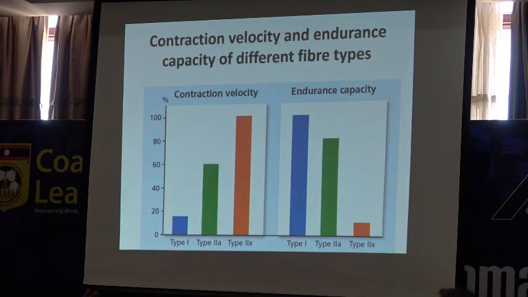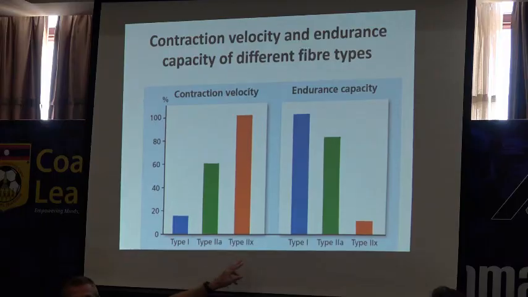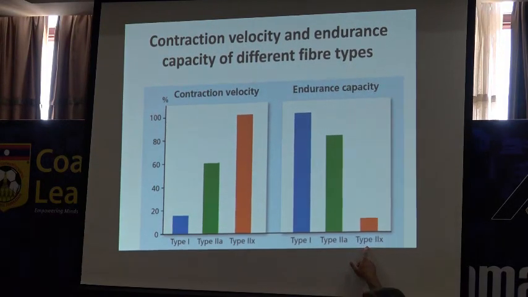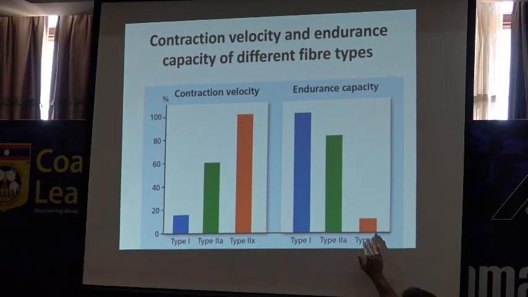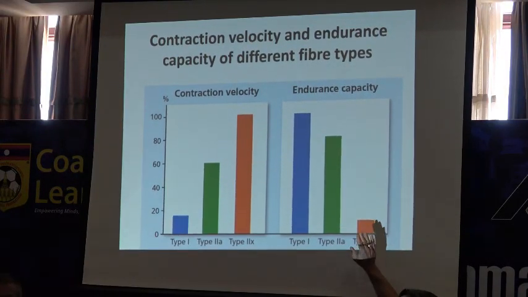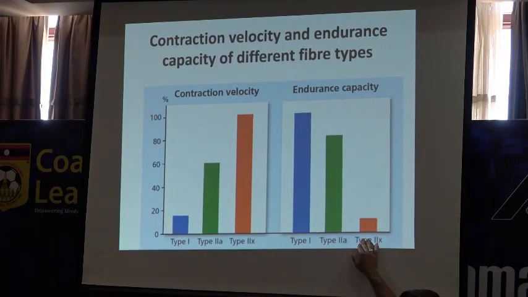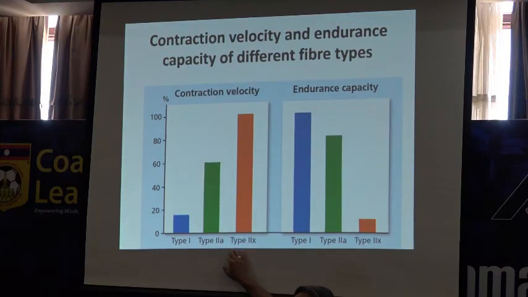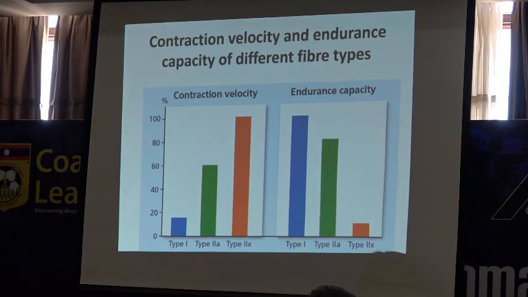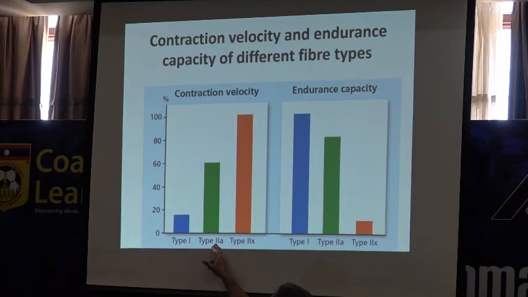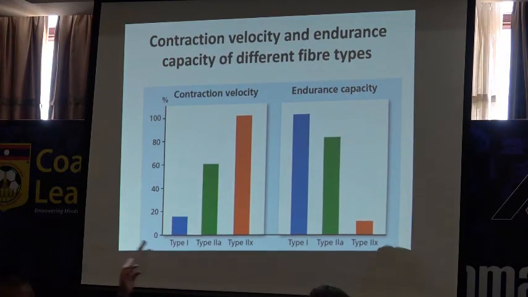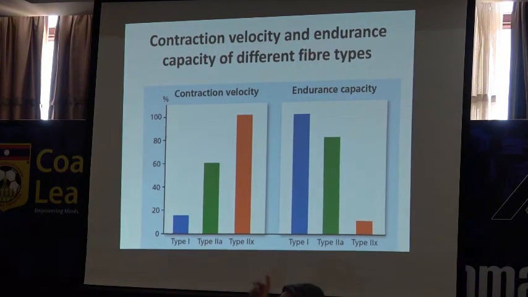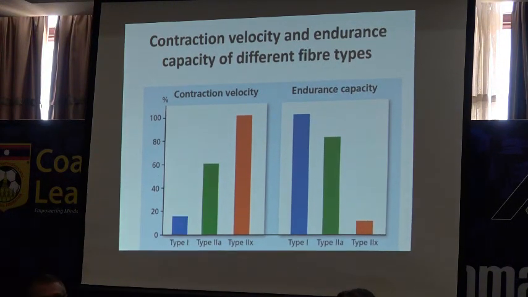The type X, absolutely no endurance. So this is a cat. Extremely high contraction speed. Then we have the type 2A, which is a mix, more a mix.